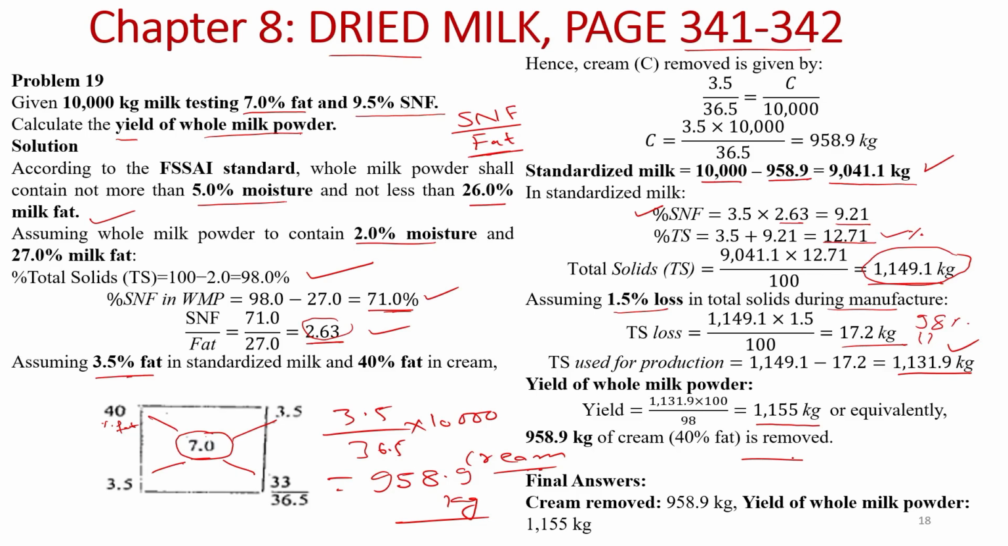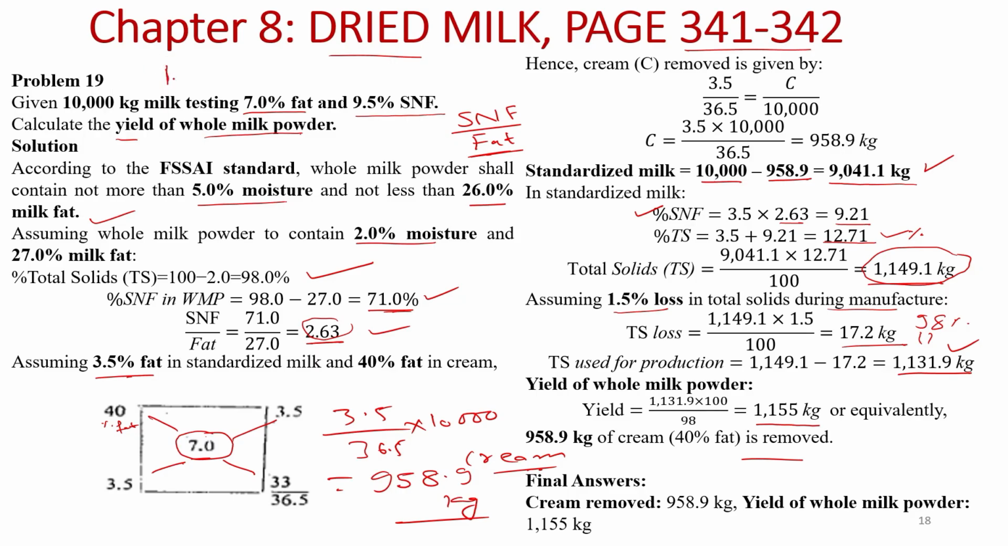So this is a numerical in which we have calculated the yield of the powder by maintaining the ratio of fat and SNF. This type of problem is usually asked. And there is a simple way: if you consider that there are no losses, you want to calculate how much whole milk powder you will obtain from 10,000 kg of milk.